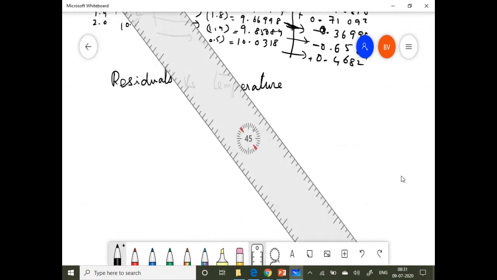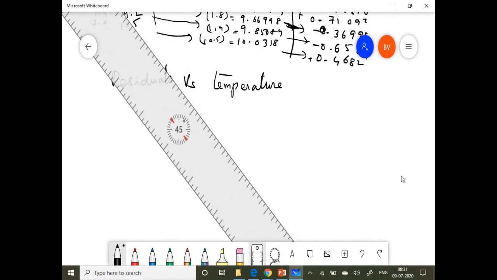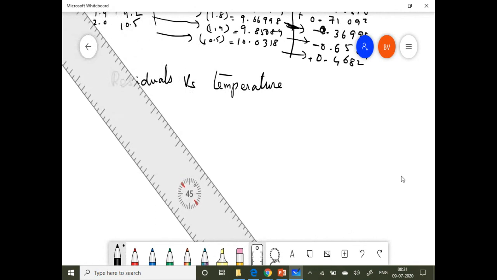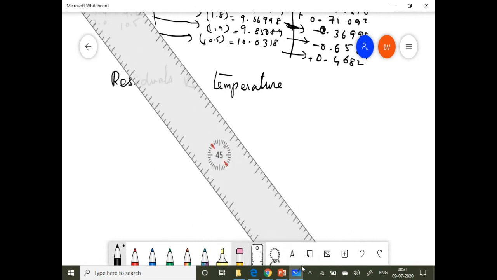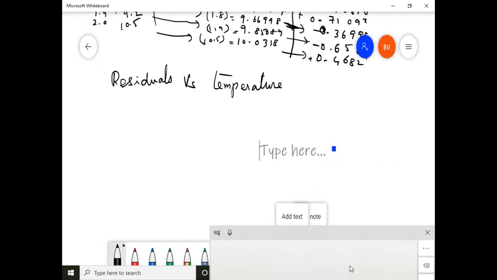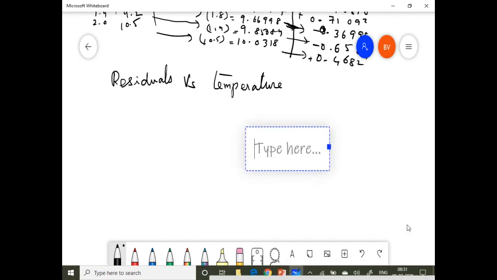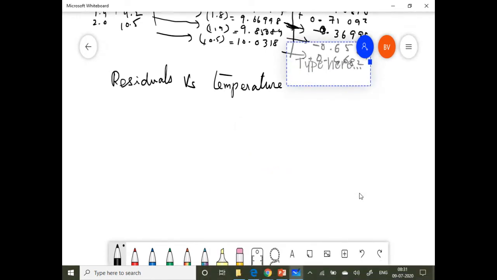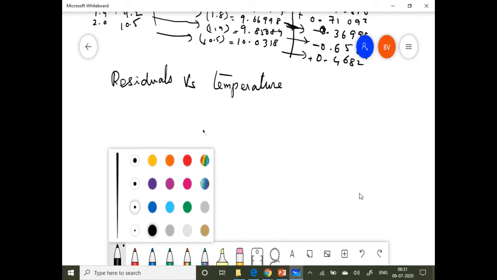Let me use the scale. I'm having troubles. Okay, let me use another option. No. Okay, by hand let me try.